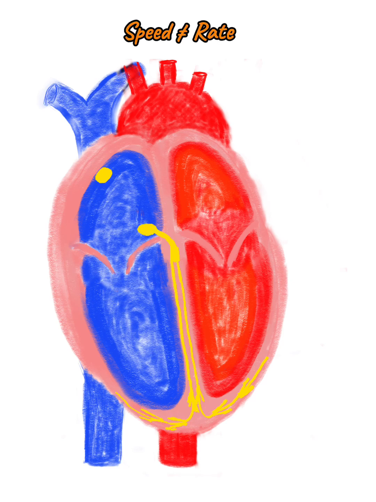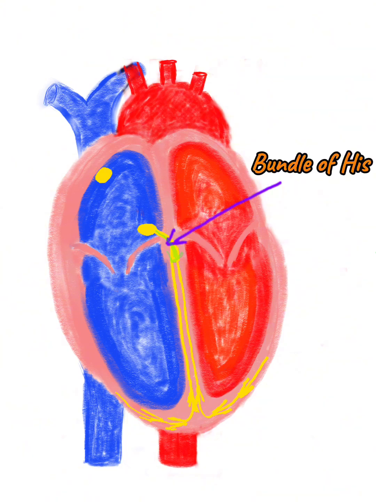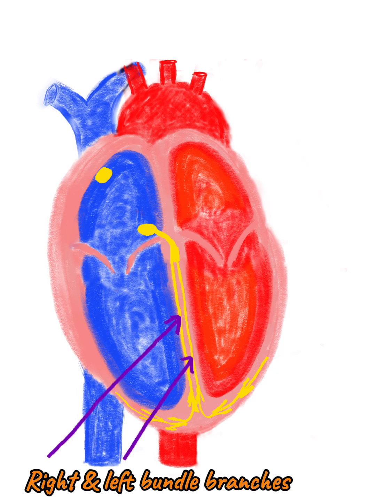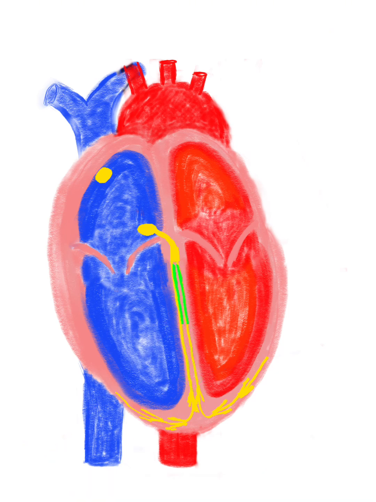After passing through the AV node, the impulse enters the bundle of His, a narrow pathway of conducting fibers within the interventricular septum. The bundle of His serves as the only electrical connection between the atria and the ventricles. The impulse then divides into the right and left bundle branches, which carry the signal down the two sides of the septum toward the apex of the heart. This ensures both ventricles receive the signal almost simultaneously.